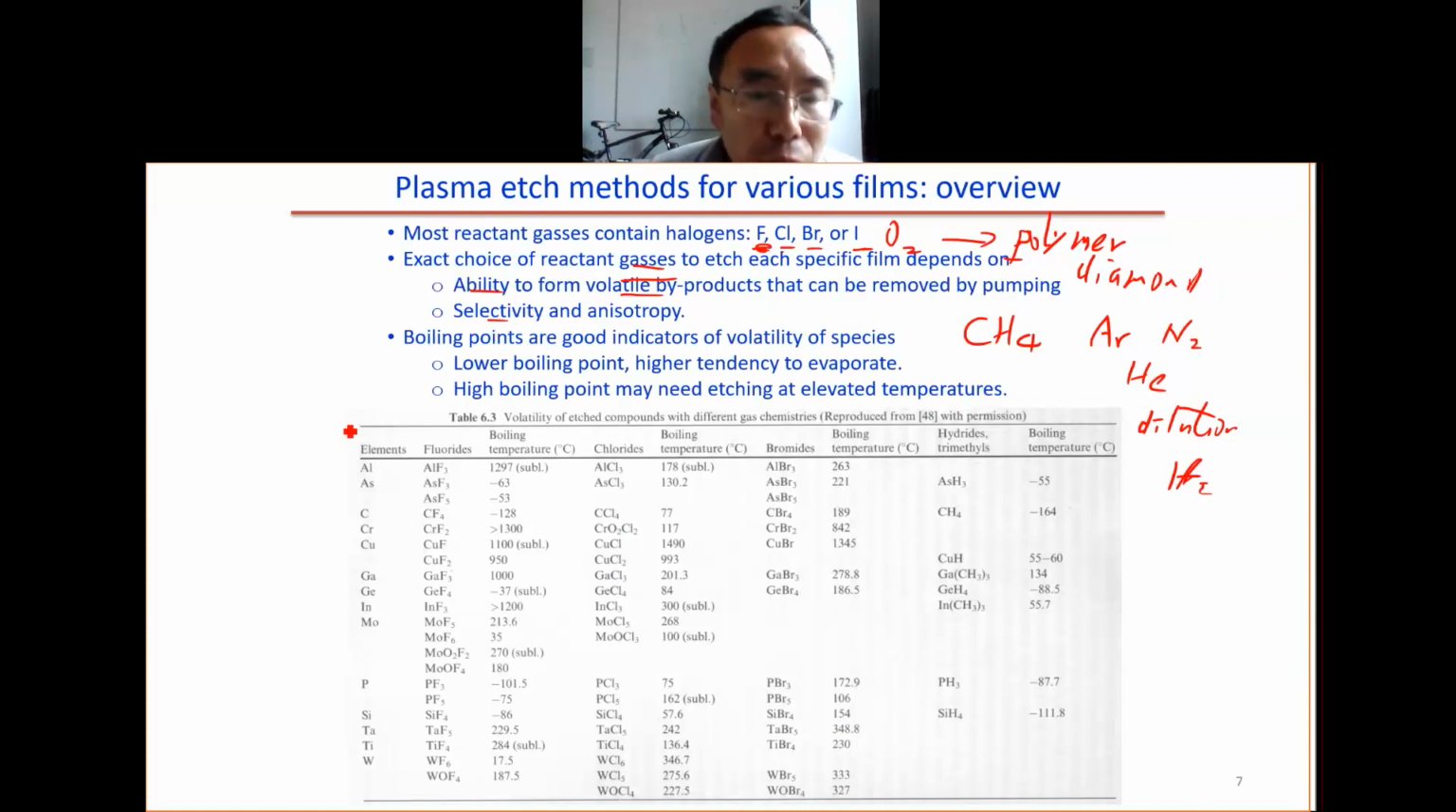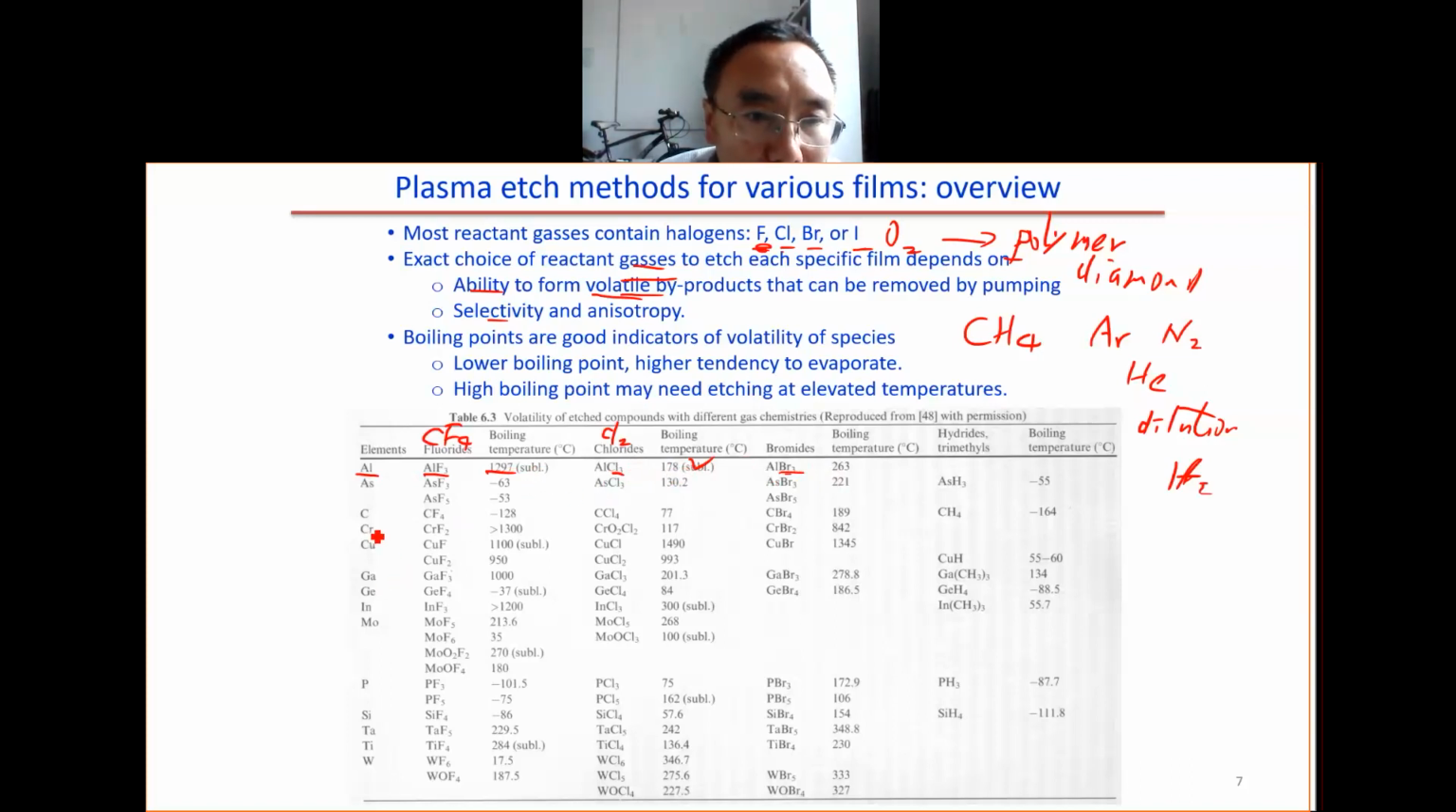For example, if we want to etch aluminum, we cannot use fluorine gas, because the byproduct has a very high boiling temperature. When we have a very high boiling temperature, that means it's not volatile. For chlorine gas, Cl2, the byproduct is 178 degrees, so this one is okay. So we use chlorine gas to etch aluminum. It's also possible to use bromine gas, but normally we use chlorine gas to etch aluminum.